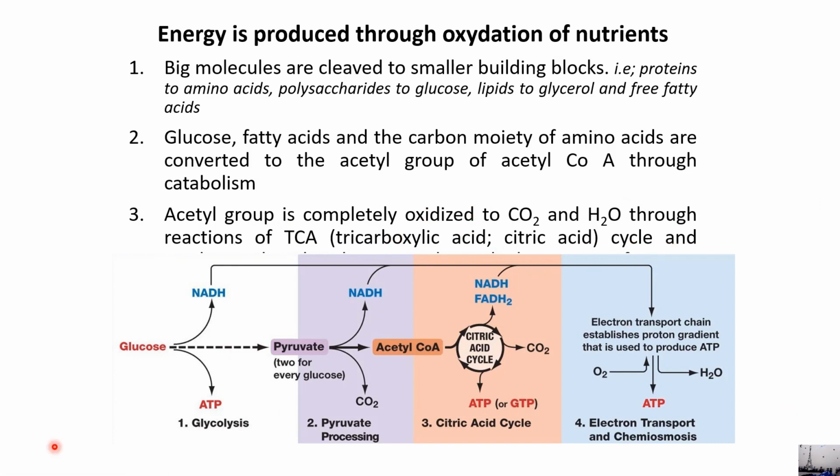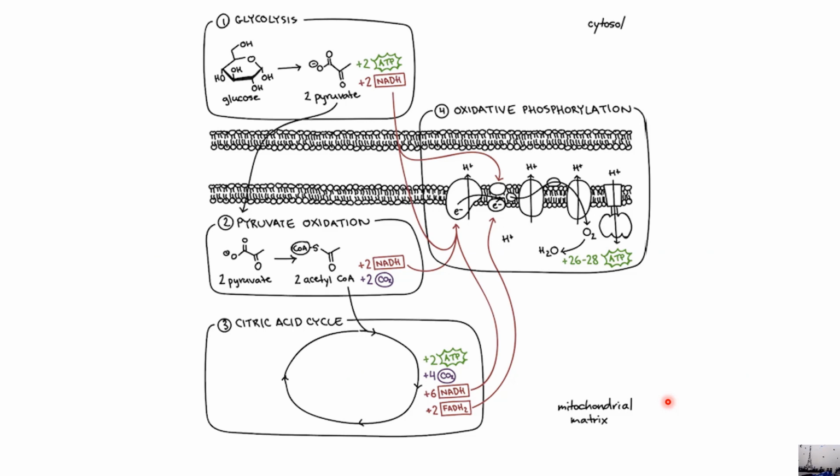So this is basically glycolysis, pyruvate processing, citric acid cycle, and electron transport and chemiosmosis. The electron transport chain establishes a proton gradient that is used to produce ATP. This is basically the schematic to show where everything happens. Glycolysis happens in the cytosol, whereas the Krebs cycle happens inside mitochondria, in the mitochondrial matrix, and oxidative phosphorylation occurs around here, across the mitochondrial membrane.